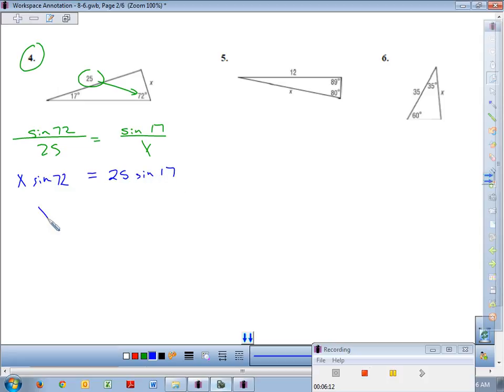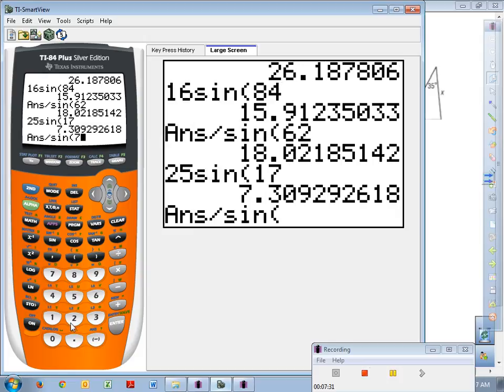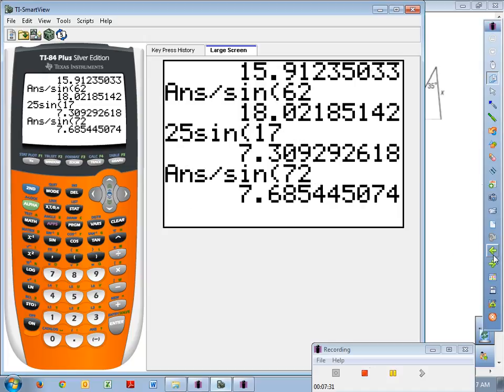And then x equals 25 sines, if I could spell it right, sine of 17 over the sine of 72, and we punch that in. 25 sines of 17 equals, divided by the sine of 72 equals, boom, about 7.7.